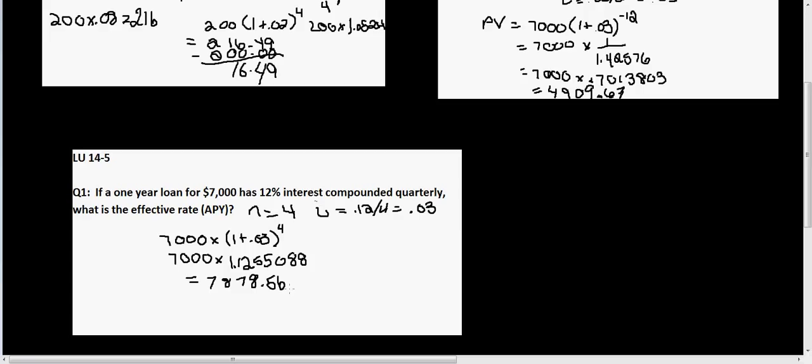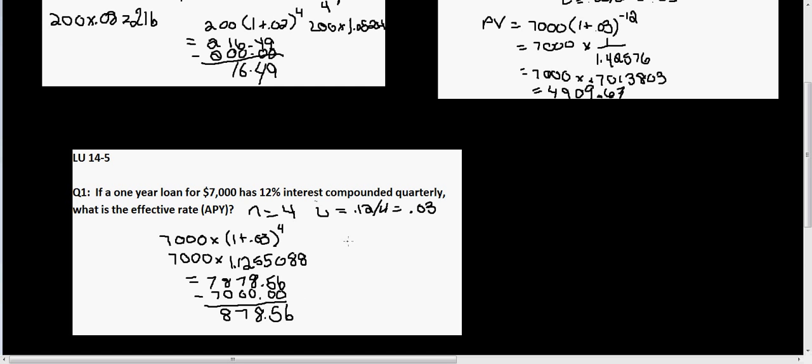How do we compute the interest? We take off the original value, the face value of that loan of $7,000, from the total payment to see how much interest we actually paid. Subtract that, we find out we actually paid $878.56. Okay. We know that's quite a bit more than we would have paid with simple interest. So let's see what the effective rate is, the APY.